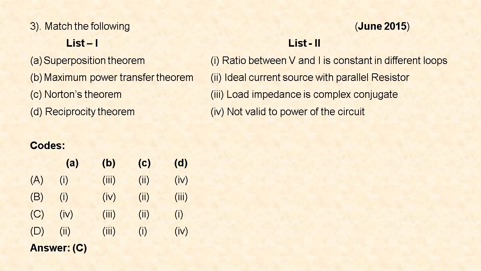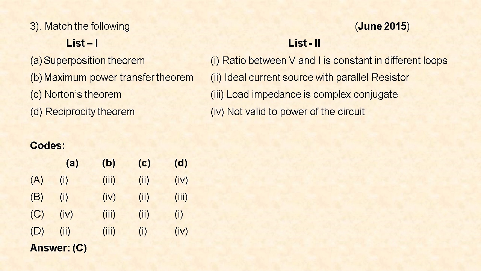Next question is match the following. This question was asked in June 2015. First, superposition theorem. We know that superposition theorem is applied only to linear circuits and not to non-linear ones. So the option is the fourth option, not valid for power of the circuit because power is a non-linear quantity. Next, maximum power transfer theorem. Maximum power is transferred when the load impedance is the complex conjugate of the internal impedance or equivalent impedance of the circuit.